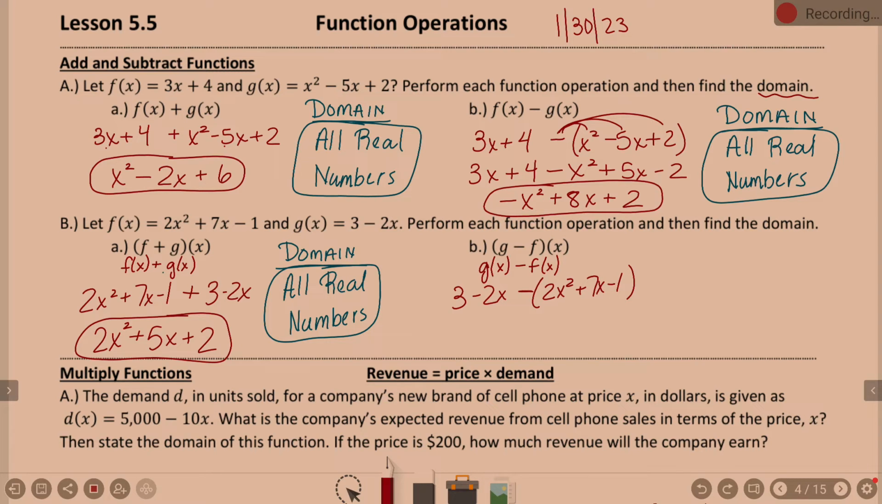If you're talented enough, feel free to write your answer from there. If you need to write that extra line, then do it. Okay, so if I write that extra line, it's still 3 minus 2x. And we're going to be subtracting 2x squared, subtracting a positive 7x, so subtracting 7x, and subtracting negative 1 means I'm actually going to be adding 1.